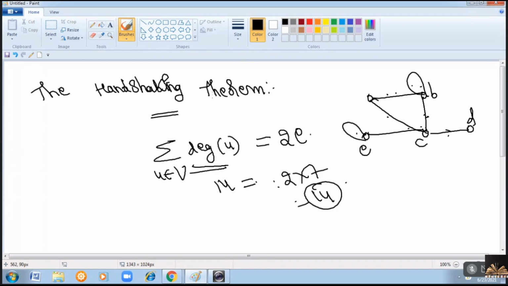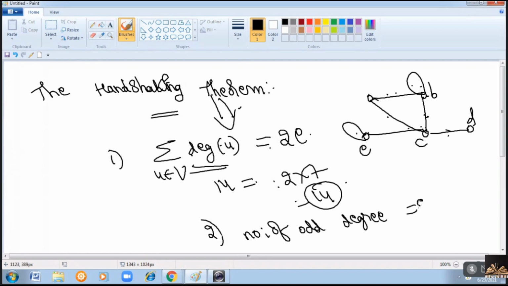Right? So this handshaking theorem says that the sum of the degrees of all the vertices should be equivalent to 2 times the number of edges. Clear? This is one point to be remembered. One more point is the number of odd degree vertices should be even.